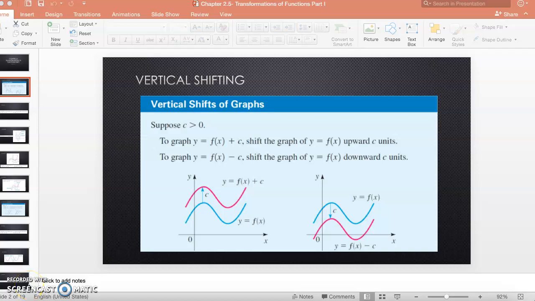Hey everyone, today we're going to talk about vertical shifting. Now, with vertical shifting, that is going to involve taking our function and moving it up or moving our function down. So, let's look at this.